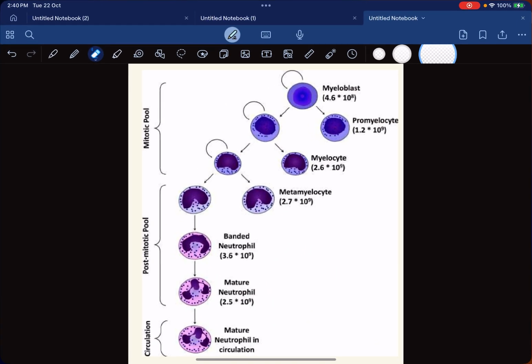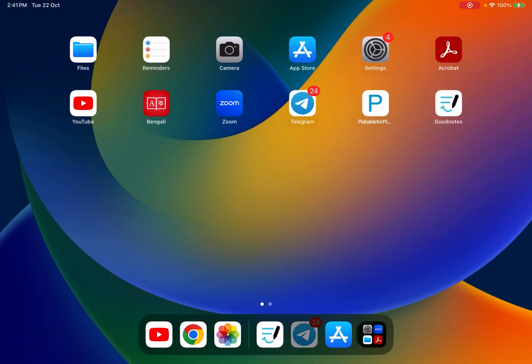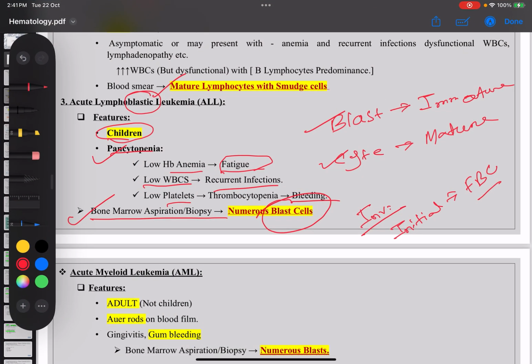So what does the blast cell actually mean? As you can see, this is a blast, and these are the cytes. Okay, cytes. So blasts are the immature cells. In case of acute leukemia, we get blasts. In case of chronic leukemia, we get cytes. Okay, so in case of ALL, we'll get numerous blast cells, the age group is child, and we'll get pancytopenia. This will diagnose the case of ALL.